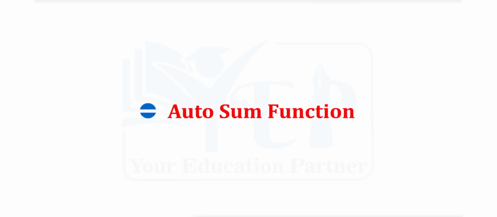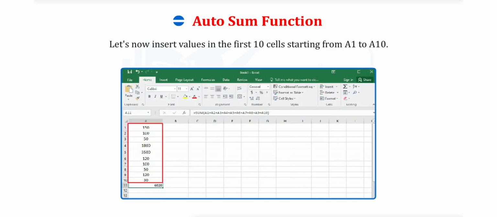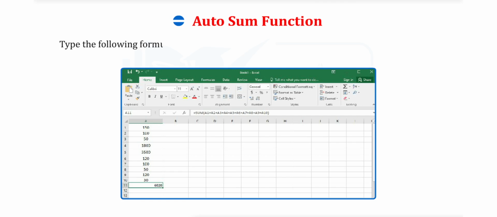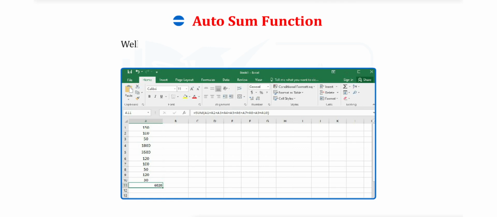Okay, let us know about the AutoSum function. Let's now insert values in the first 10 cells starting from A1 to A10. Type the following formula in cell A11: =SUM(A1+A2+A3+A4+A5+A6+A7+A8+A9+A10). Well, the above formula requires a lot of typing from our end. The other way is to use the AutoSum function.